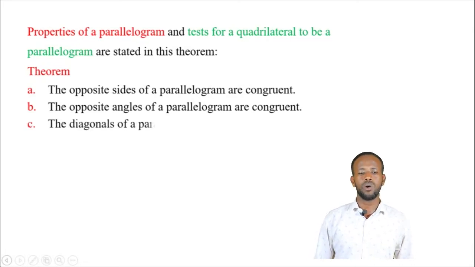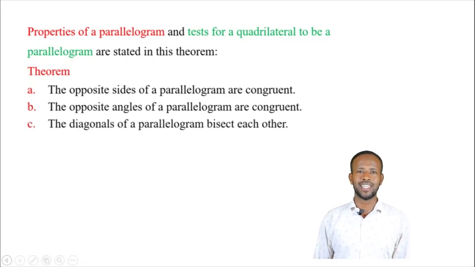C, the diagonals of a parallelogram bisect each other. This is also another property of the parallelogram. What is the other property? The diagonals of a parallelogram bisect each other.